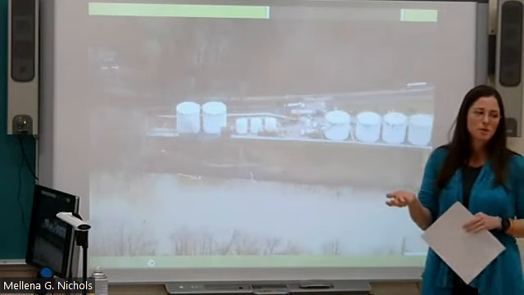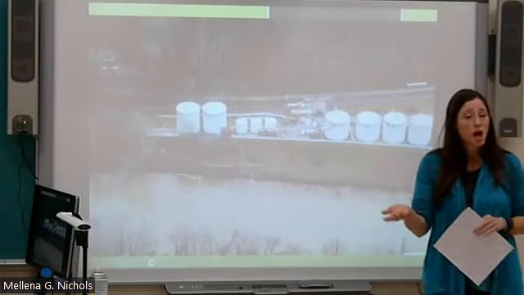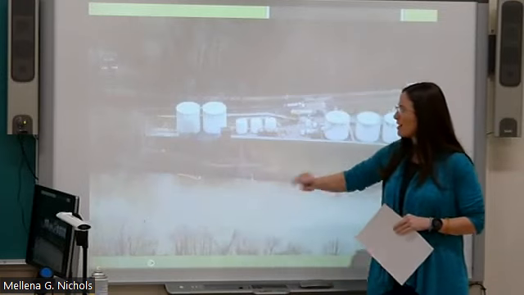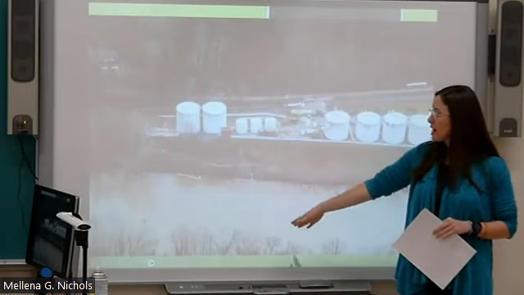Okay, so what happens when you spill liquid on gravel? It goes right through it. It does nothing to stop it, right? And so you see this little trickle down into the water right here. This is the way in which their chemical spill ended up in that water.